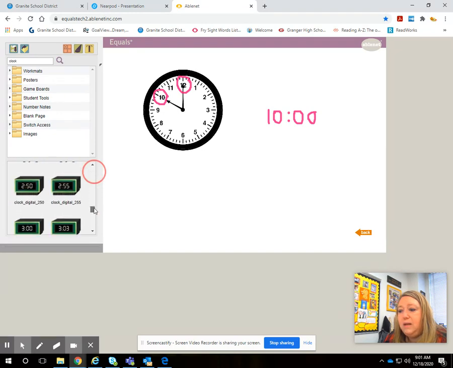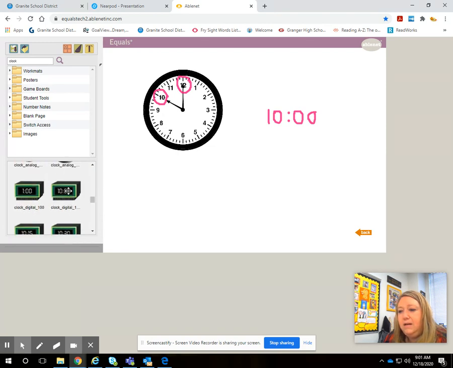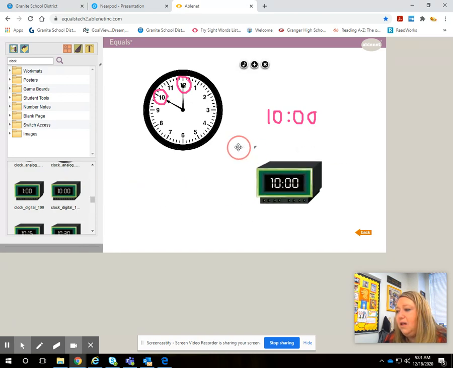What this can also be is a digital clock. Let's see if I can find it. There it is. We have 10 o'clock on the digital clock. It looks just like that. Whenever it's o'clock, it's going to be 0, 0. So we have 10 o'clock, which is the same as this analog clock where it's 10 o'clock.